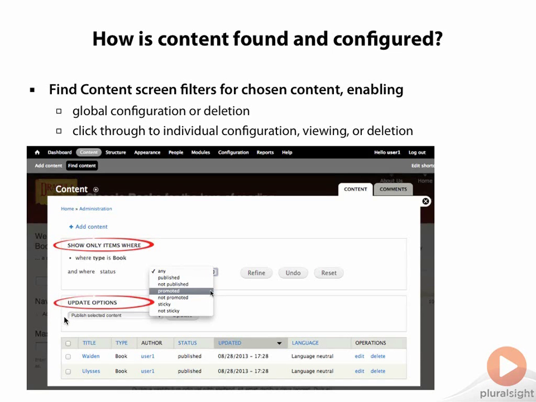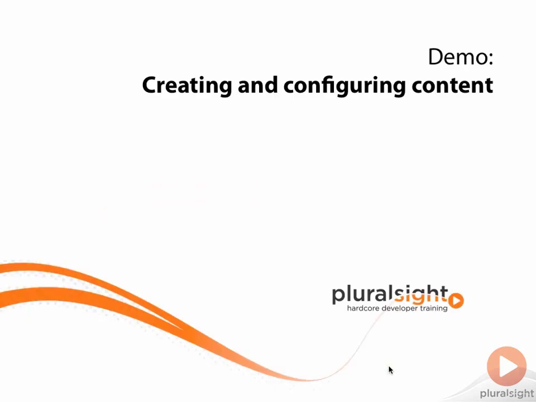You'd also find that the filtered content could be clicked through to view. You could look at the author's user record. You can filter by update date, language, click through to edit or delete individual items. Let's go in and take a look.